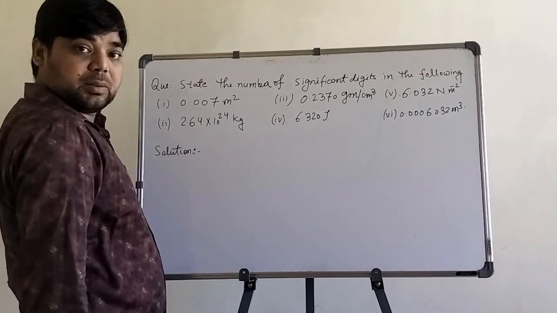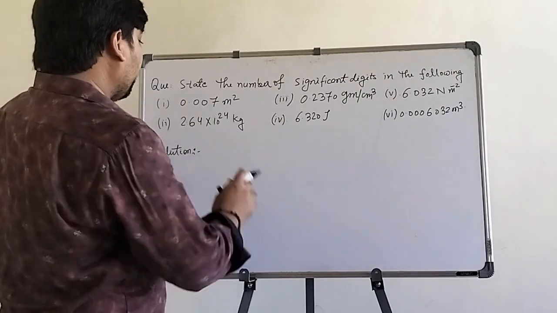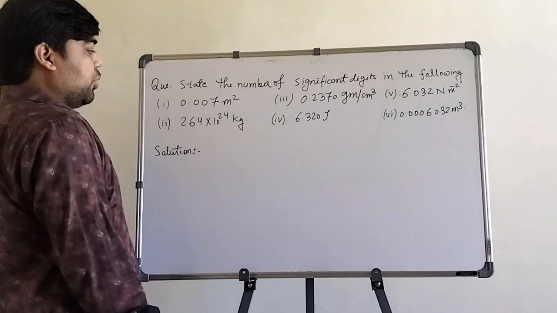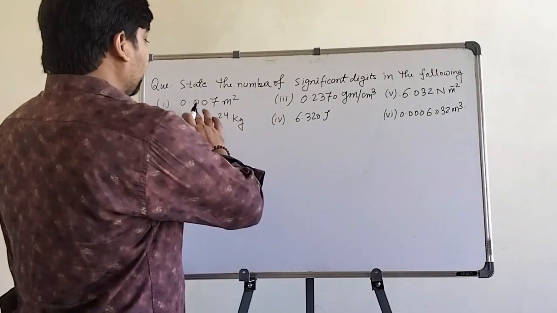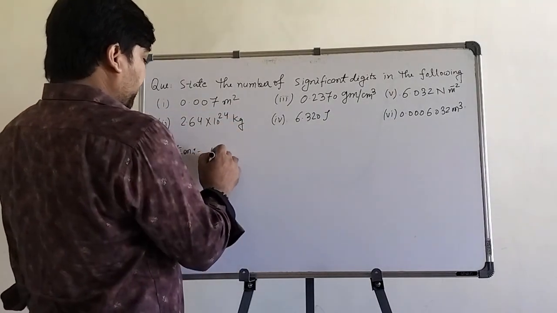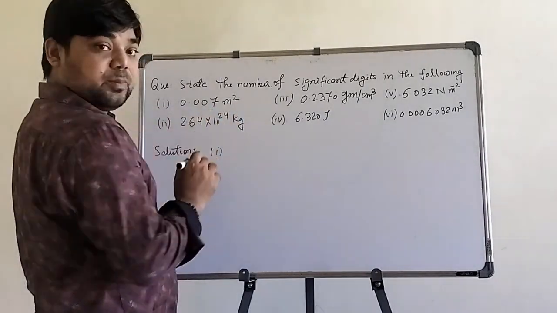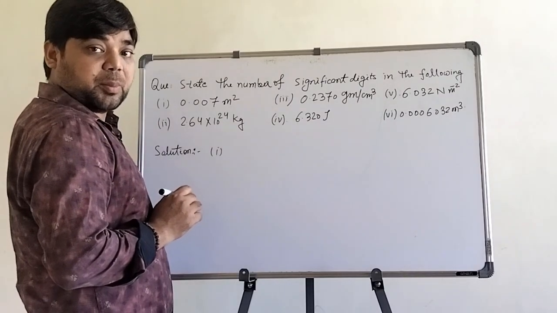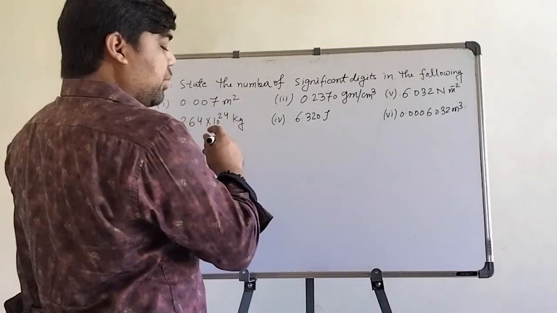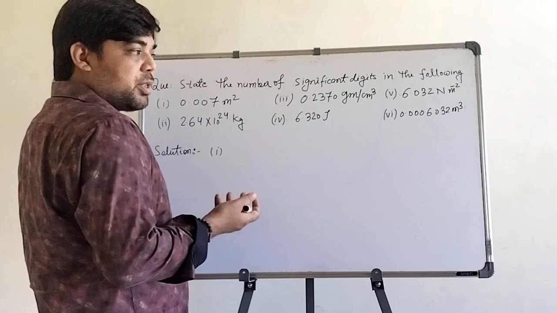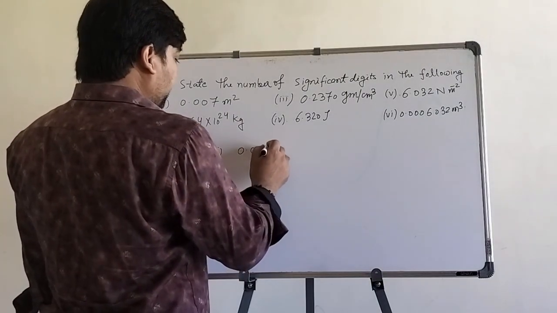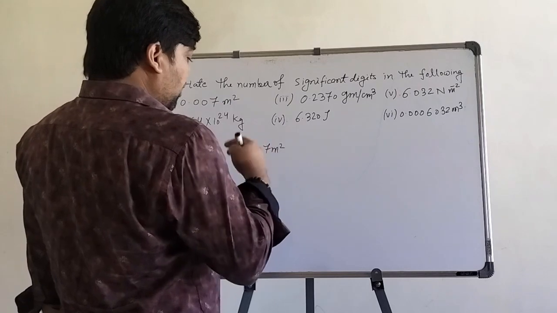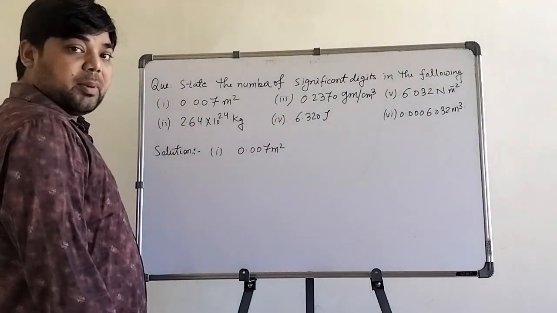Right now, in the very first problem, which is right here, it says what is the significant digit we have in this number or this measurement, which is basically some measurement in meter square, which represents area obviously. So it is 0.007 meter square.